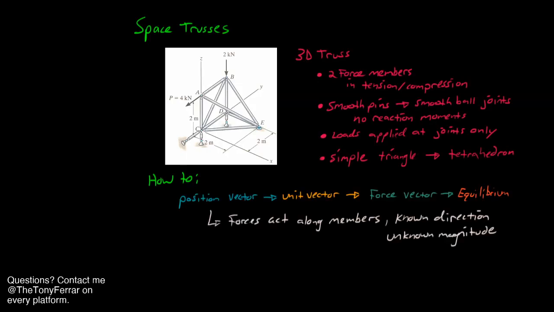For example, we could write that the force in member AB is some magnitude FAB times the unit vector that points along AB. In other words, it's going to look like some magnitude multiplied by a unit vector that looks like, say, ABX i hat, ABY j hat, and ABZ k hat. Let's try one out.